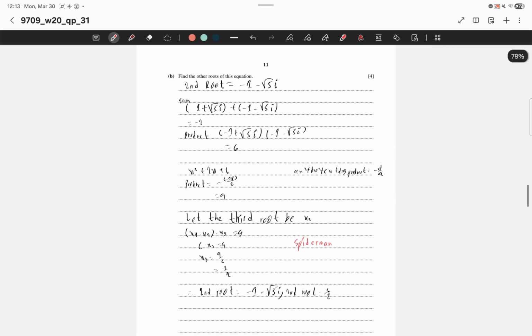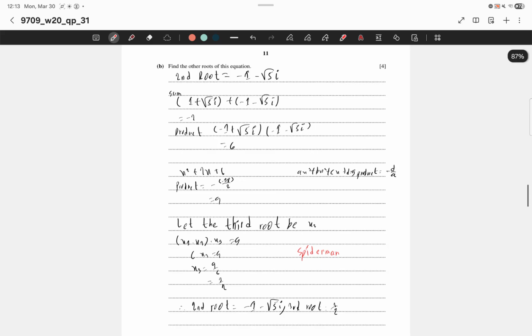So if you guys didn't understand what happened, it was also quite critical for me. The first one is easy, the second root, we get 1 mark for that. If the first root is -1 plus root 5 iota, then the second root will be the conjugate, which is -1 minus root 5 iota. And then we need to find the third root, which is the main part, and which contains 3 marks.